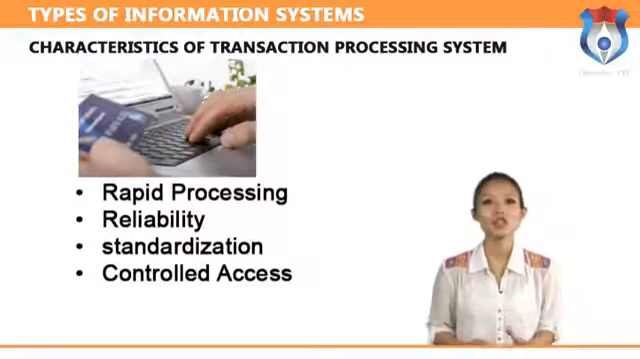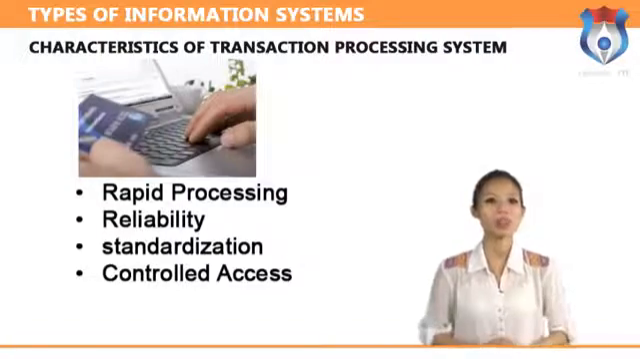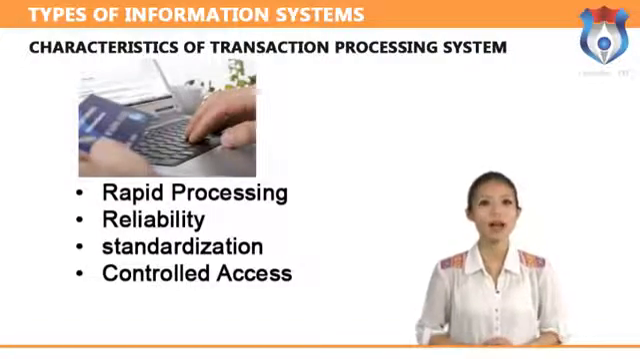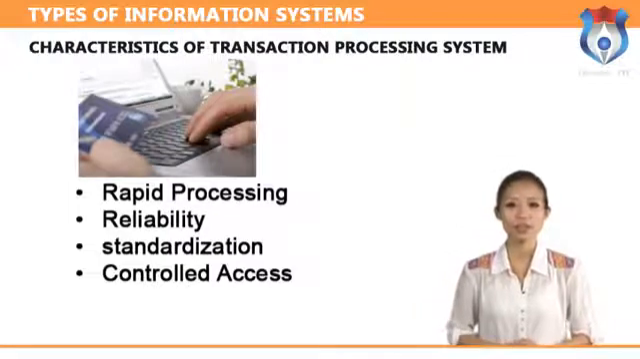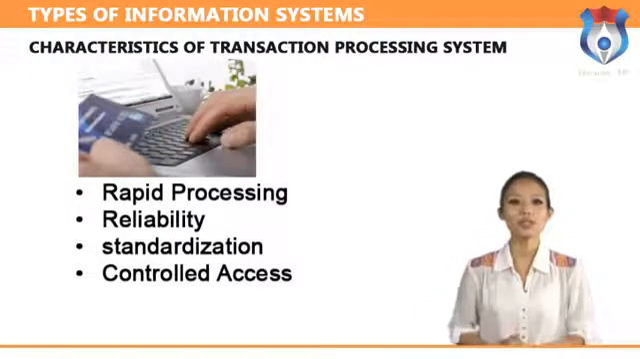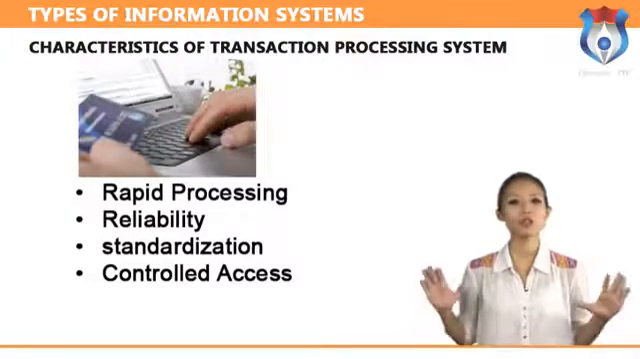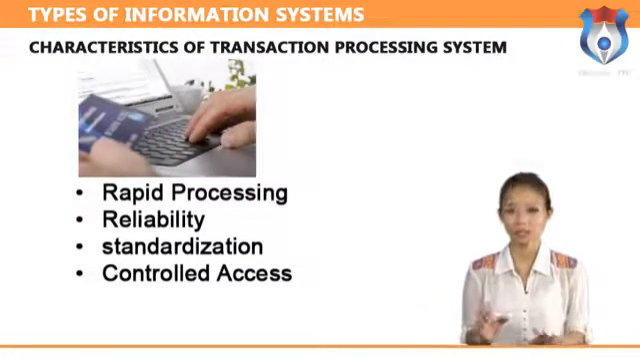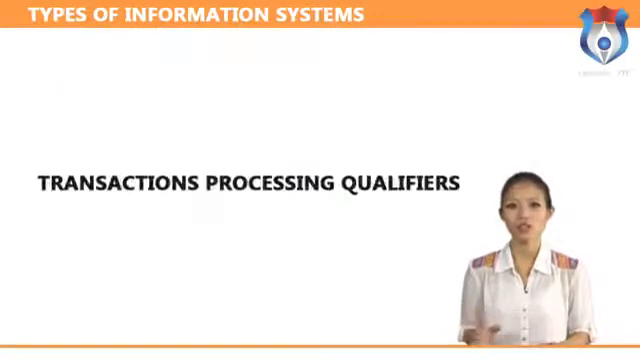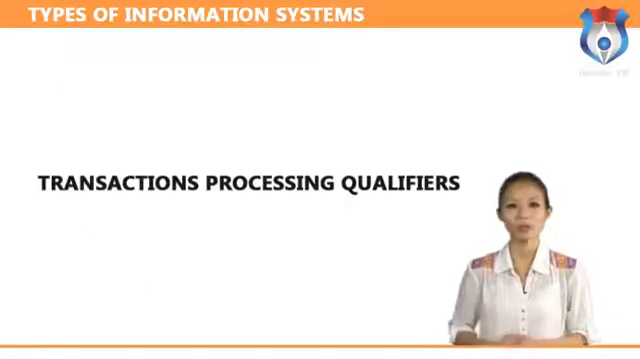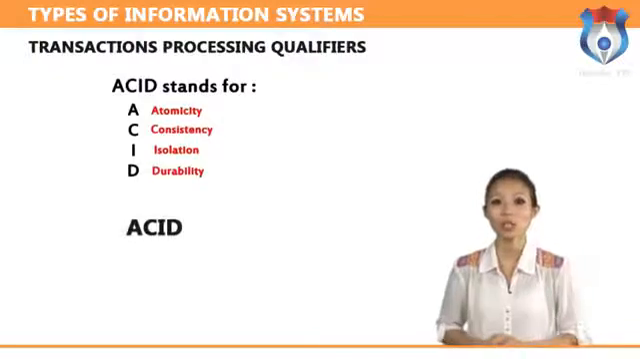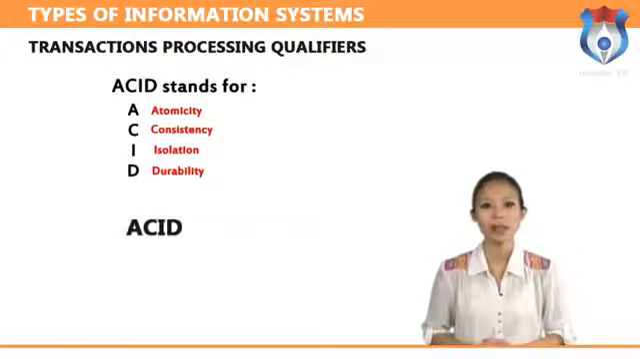Standardization. Transactions must be processed in the same way each time to maximize efficiency. That's why TPS interfaces are designed to acquire identical data for each transaction. Control access. It ensures that employees who lack the skills and authority cannot influence the transaction process. Transaction processing qualifiers. In order to qualify as a TPS, a transaction must pass the ACID test.